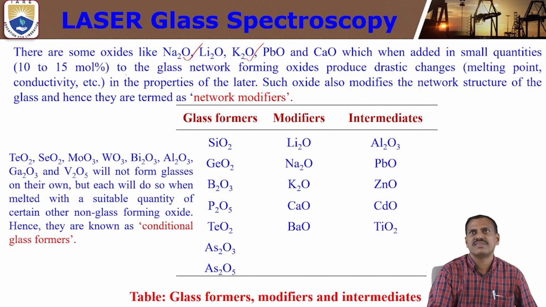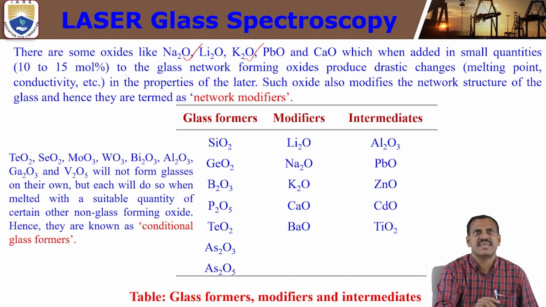The parameters that change are the melting point, the conductivity, and other parameters of the glass network formers. In terms of properties, such oxides also modify the network structure of the glass, and hence they are termed network modifiers. So we call these network modifiers.